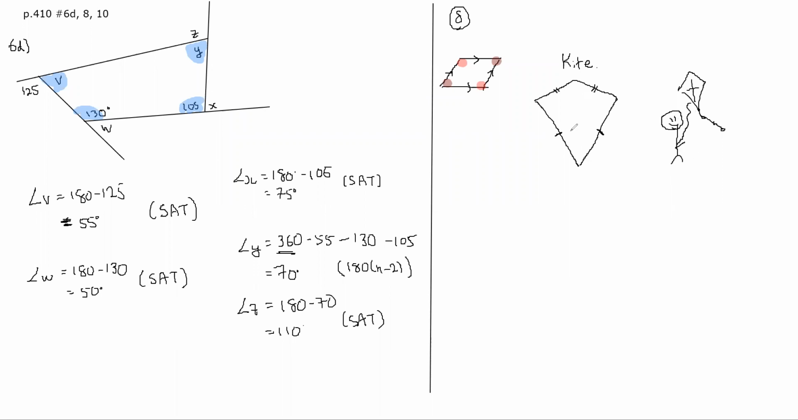Okay, so how do I use this as a counterexample? Number one, is this a quadrilateral? Yes, it is. Number two, is it a parallelogram? No. Does it have one pair of opposite angles that are equal?